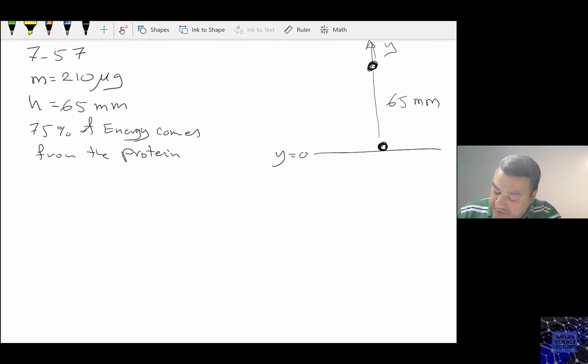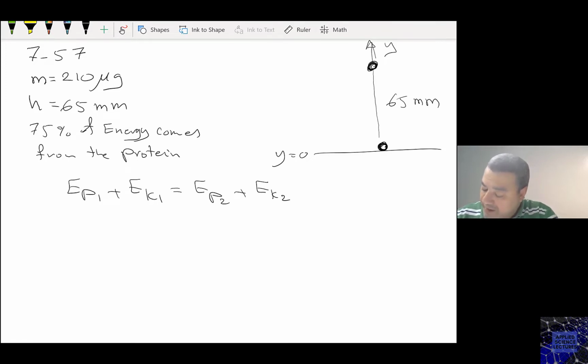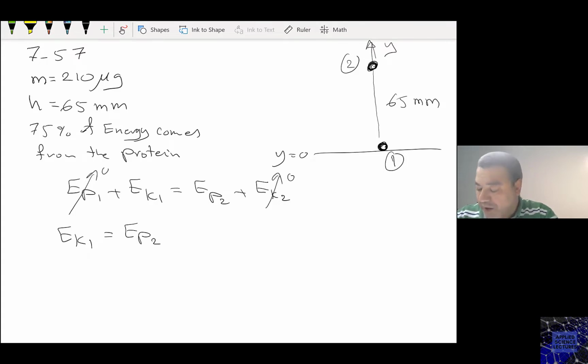So if I write the conservation of energy equation here, EP1 plus EK1 equals EP2 plus EK2. Let me call this one point 1 and this one point 2. In this case, EP1 is 0 and EK2 is also 0, which means that the energy at EK1 equals EP2. So by only knowing the height and the mass, I can calculate the amount of energy that was provided right here at point number 1.